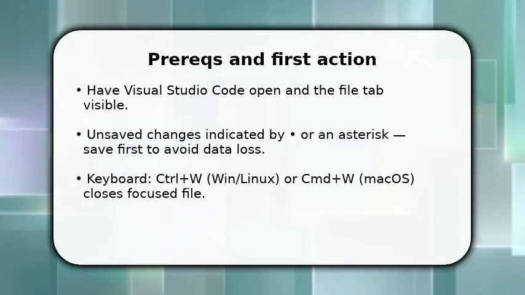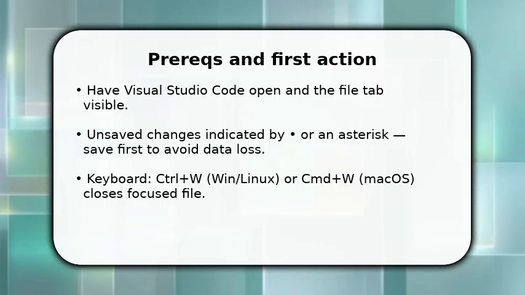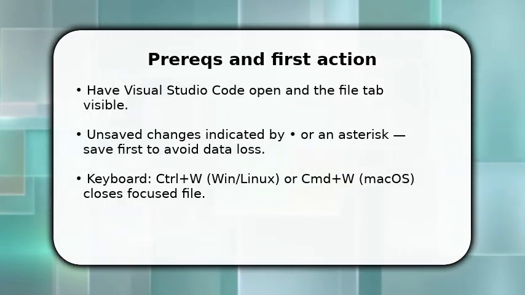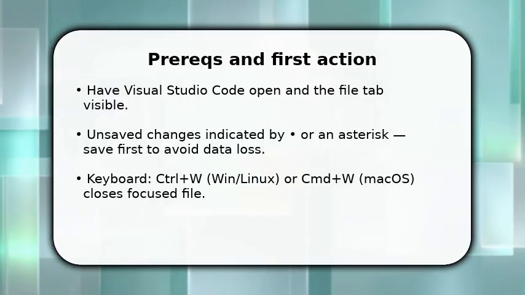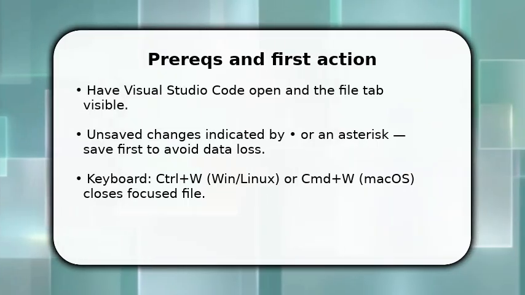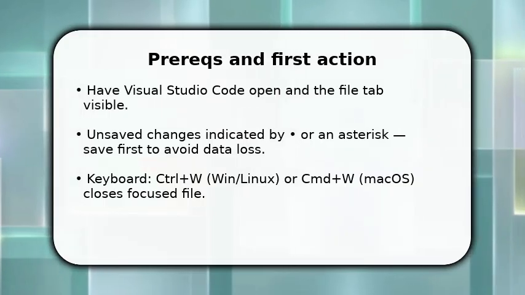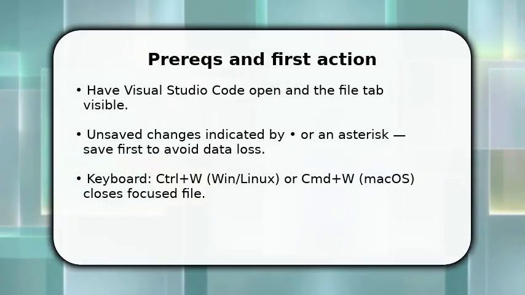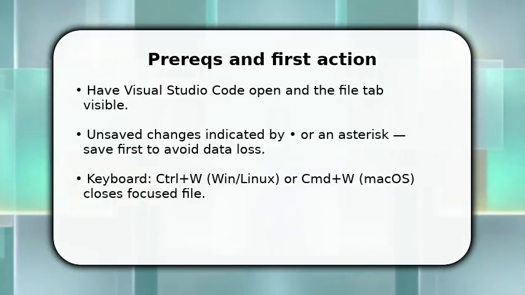Enjoy the video. You already have VS Code open, so start by locating the tab you want to close. If you see an asterisk or dot, save with Ctrl+S or CMD+S. This prevents losing edits. Once saved, focus the tab and press Ctrl+W on Windows or CMD+W on Mac OS to close it quickly. You can also right-click the tab and choose Close. Doing this keeps your workspace tidy and avoids accidental data loss.